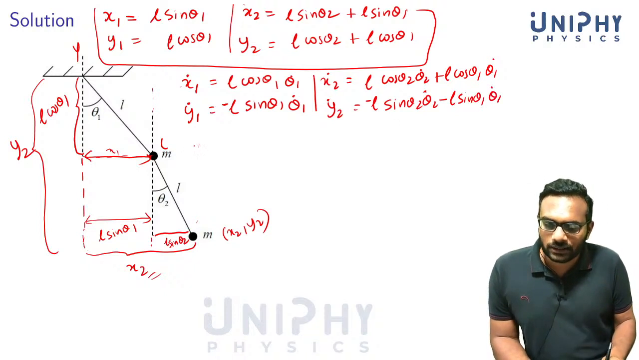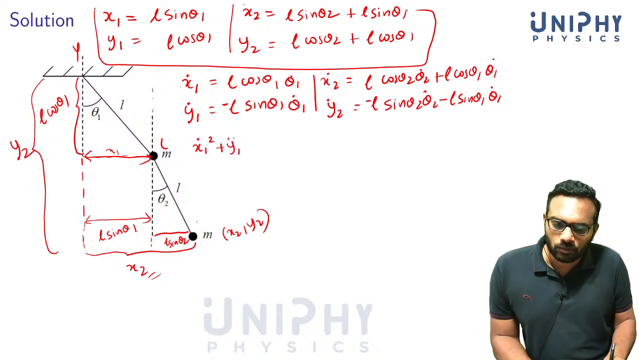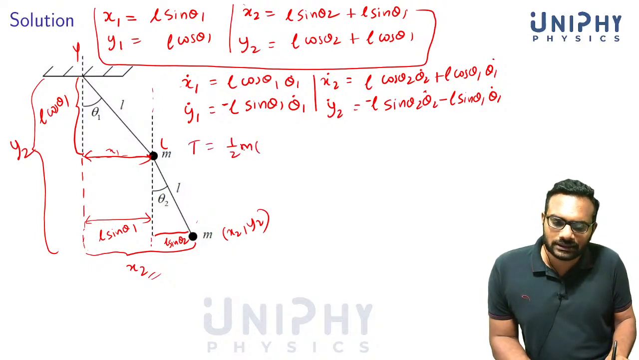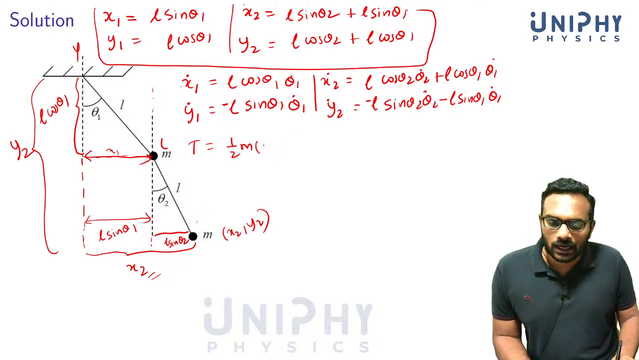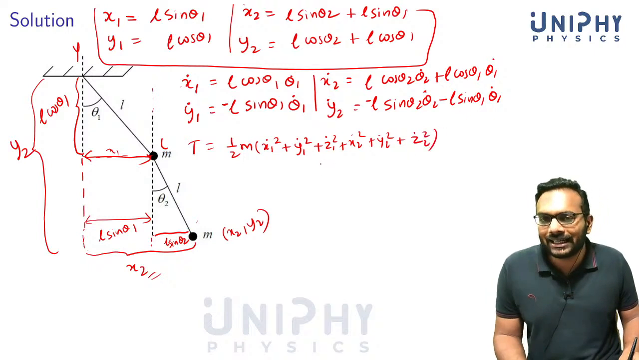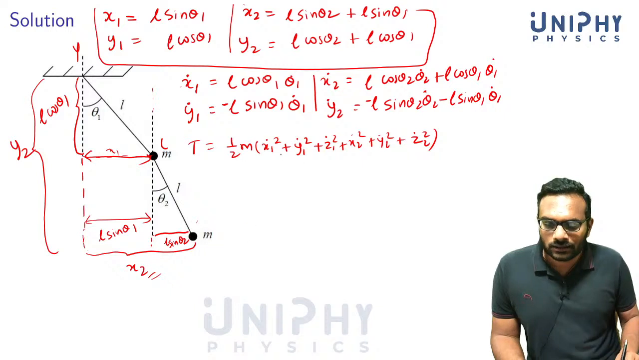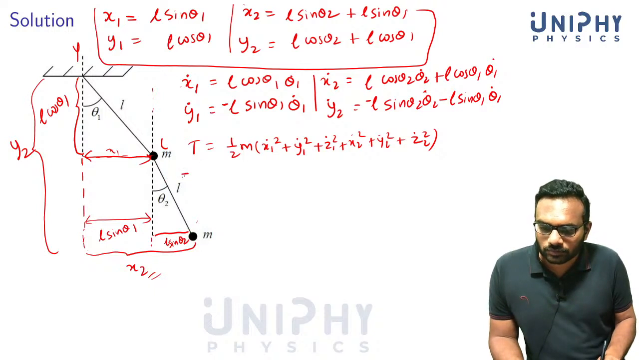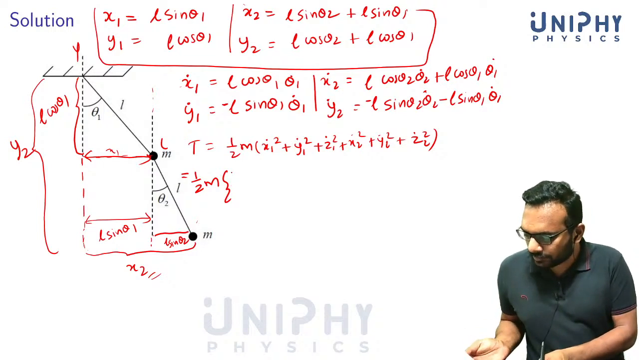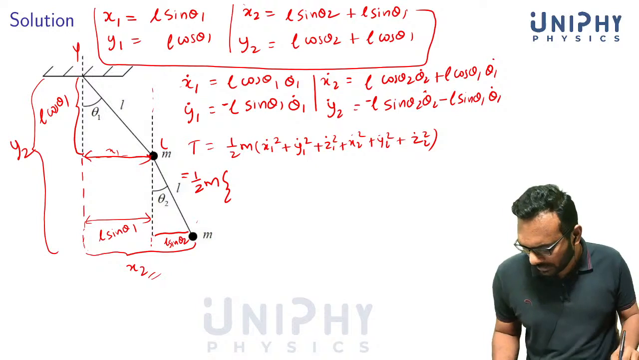Now you can find x1 dot square plus y1 dot square. We know that T is equal to half m, right. Since the mass is the same, we can take it outside, all right. Half m times x1 dot square plus y1 dot square plus z1 dot square plus x2 dot square plus y2 dot square plus z2 dot square, all right. So you just square and add these things, you get the result, okay. So let's just calculate this thing first, or we can write it together, okay? There's no problem. So this is equal to half m, right. You just square these things and add.